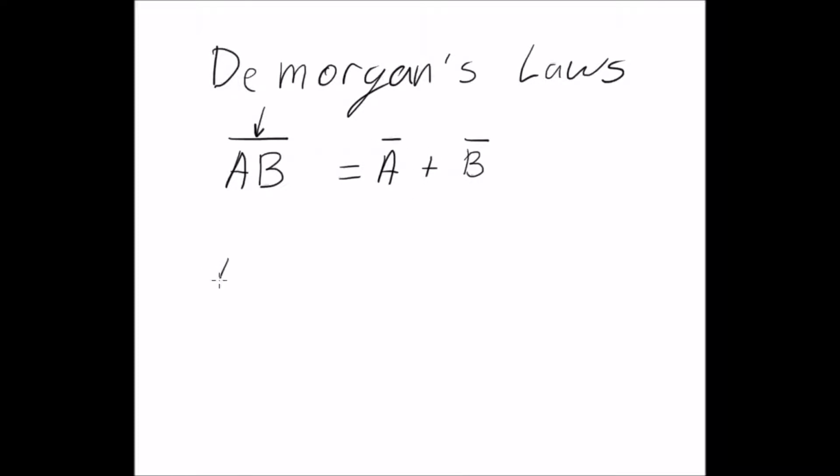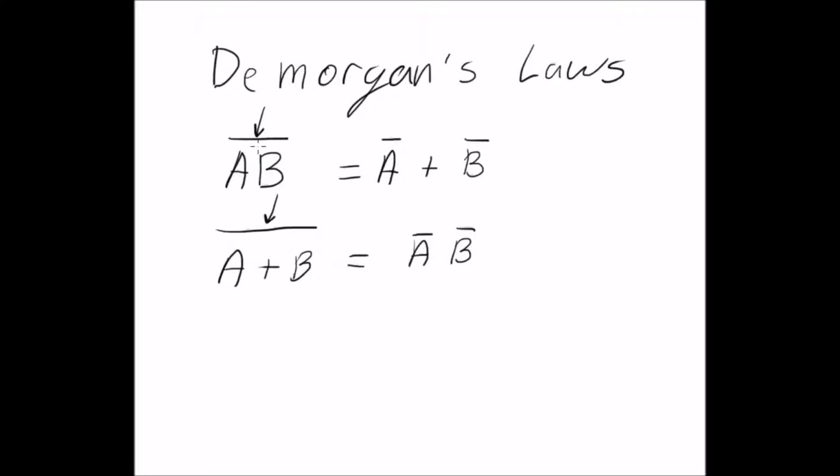And of course, if I have an or expression, A plus B with a not over the whole thing, if I split up this bar, I end up with not A and not B. So when you split up a bar, you've got to change the operation from a plus to a multiply, or from a multiply to a plus, or and to or, or or to and.